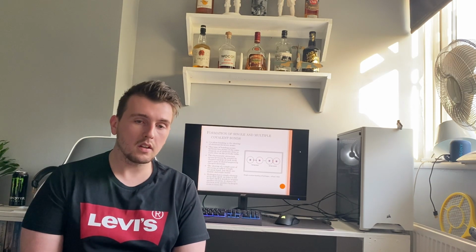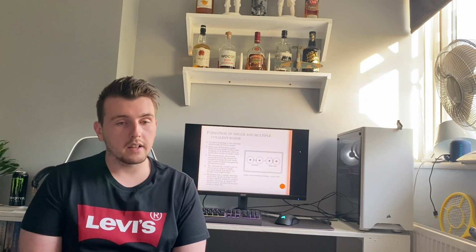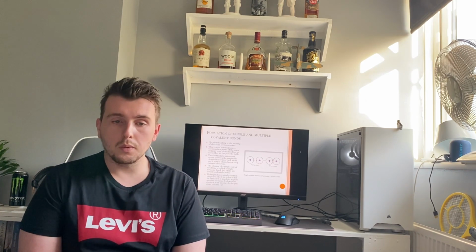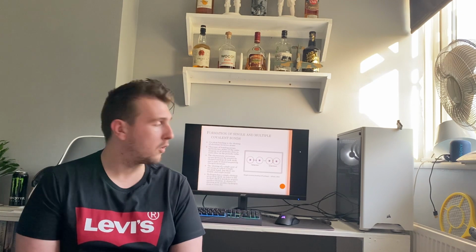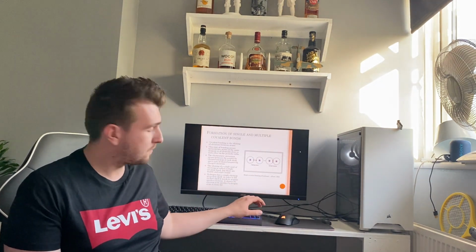Hydrogen has a single electron in its first shell. In order to fill its first shell, it needs to acquire another electron. It shares its electron with another hydrogen atom to form H2, as you can see by the diagram here.